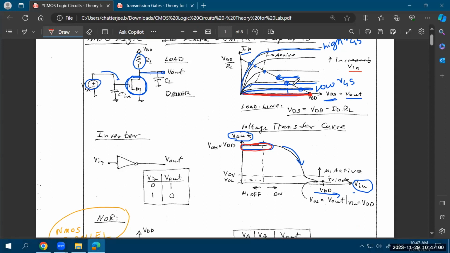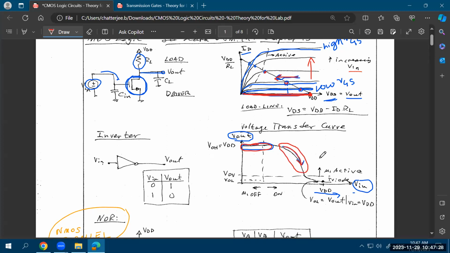And that's why your output voltage is equal to VDD when you are in cutoff. And then as your device turns on, as you apply more and more input voltage, your output voltage keeps on reducing because this intersection point keeps on moving towards left, right? As you increase your VGS, your curves go up in this direction. So the intersection point of the load line and those curves will move towards left.